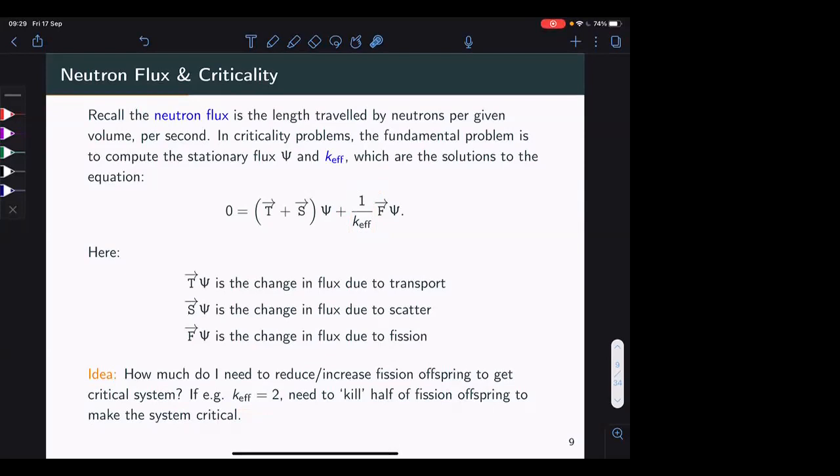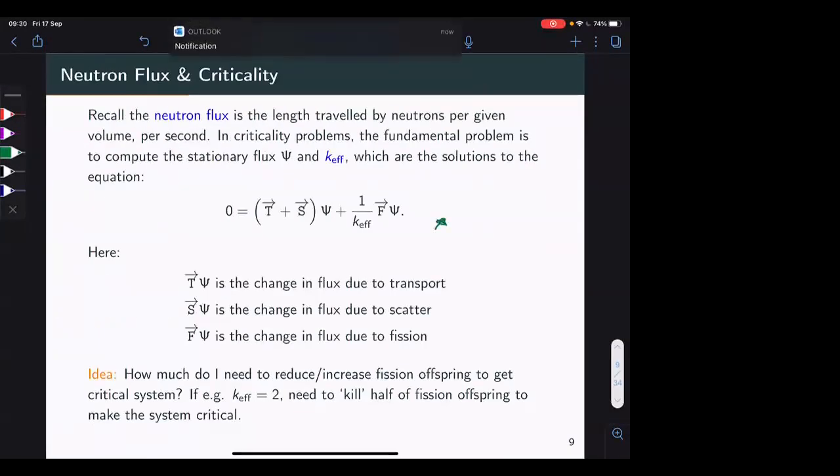The typical criticality problem in a reactor is basically what number K effective do I need to put in here? You can think of this as a killing factor. So if K effective is 2, I actually kill half of my neutrons. I would run my system, producing twice as many neutrons as I need, so I can get stability if I just get rid of half of those neutrons. Okay, so I artificially say.